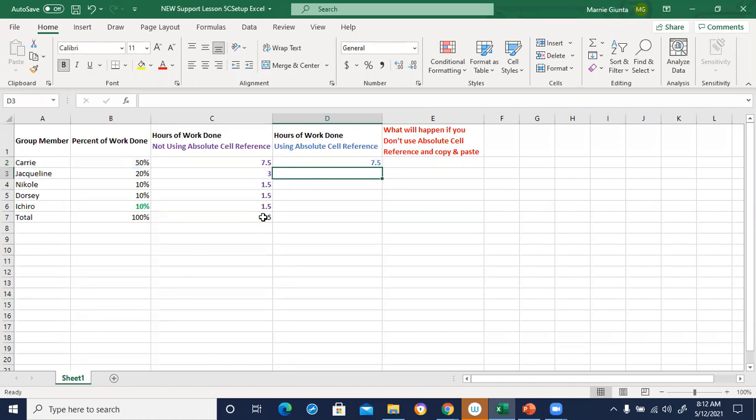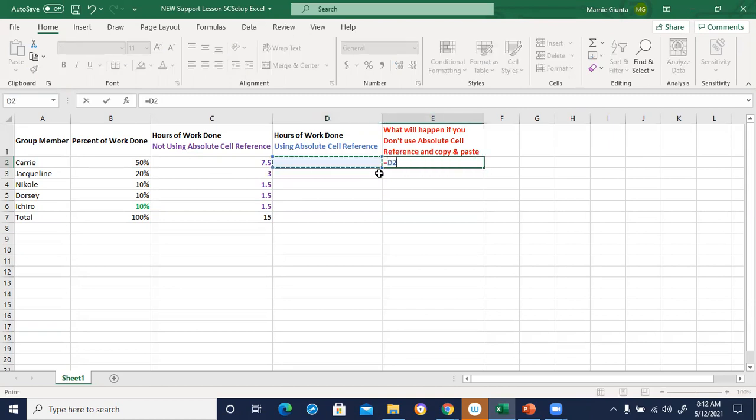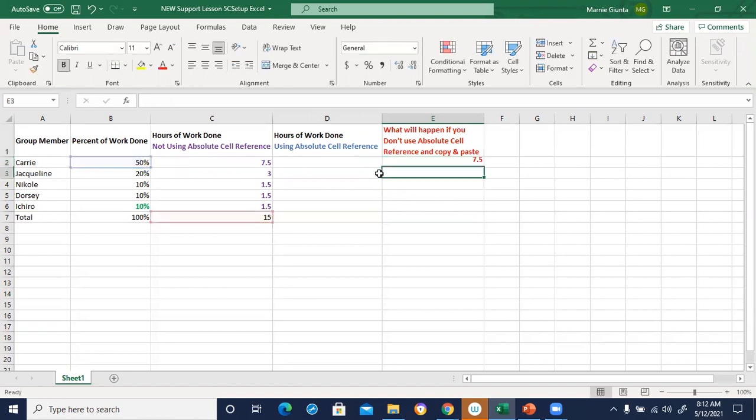Let me just put it over here. So 50% times, and I'm going to refer to my cell reference, C7, because it's always better when you refer to cells, because then you can just copy and paste. You don't have to worry about what that exact number was.